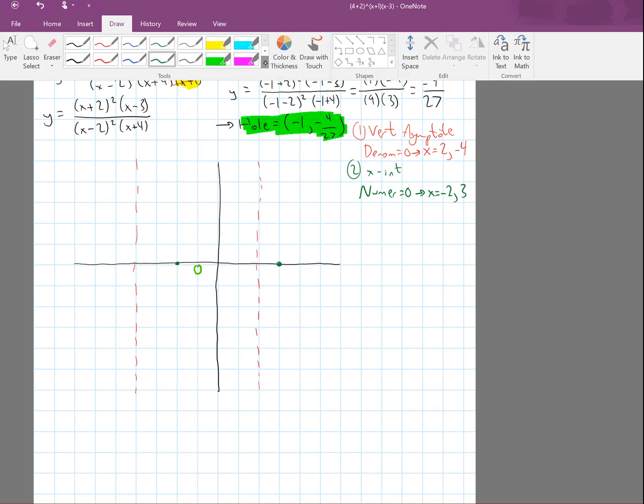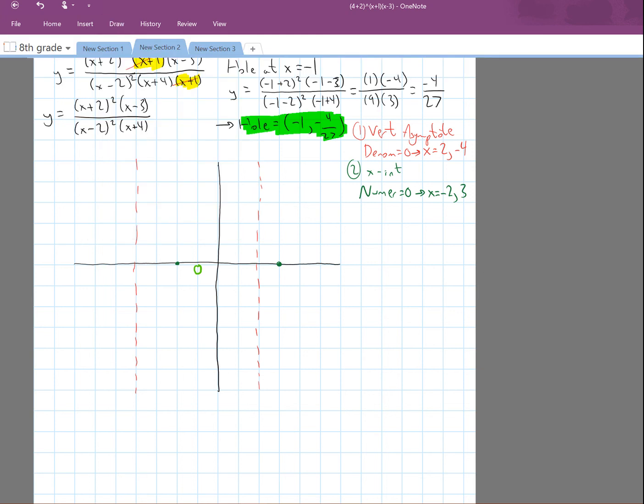Next, we're doing the y-intercept, which is when x equals 0. y equals, first thing would end up being 0 plus 2, 2 squared is 4, times negative 3, over negative 2 squared would be 4, so negative 3/4. So 0 comma negative 3/4.